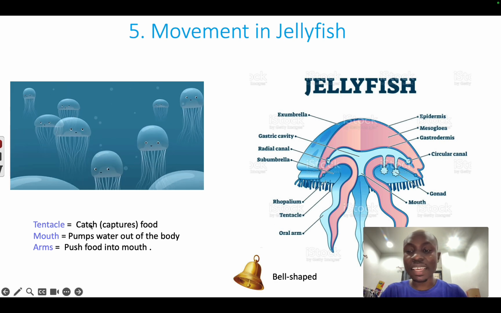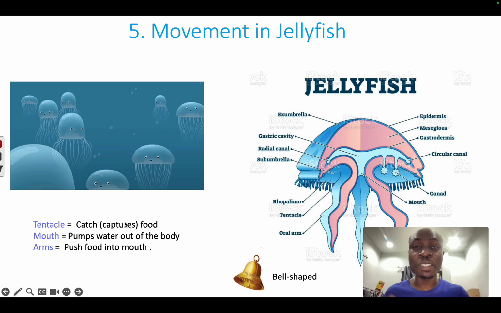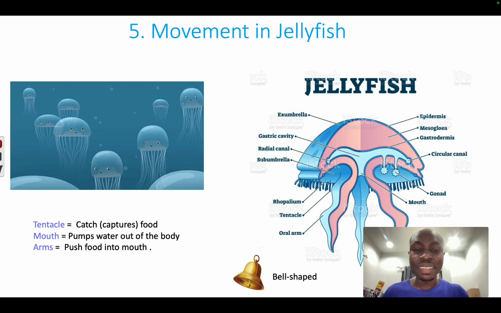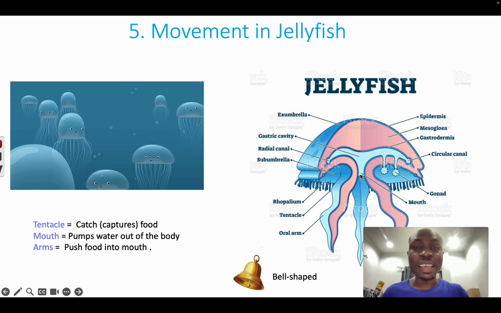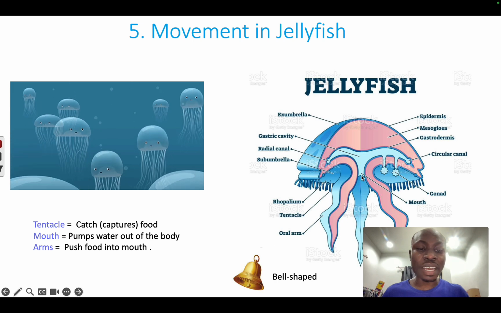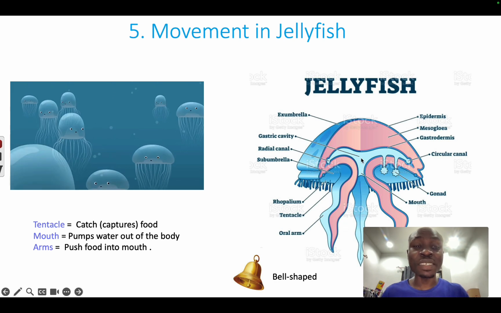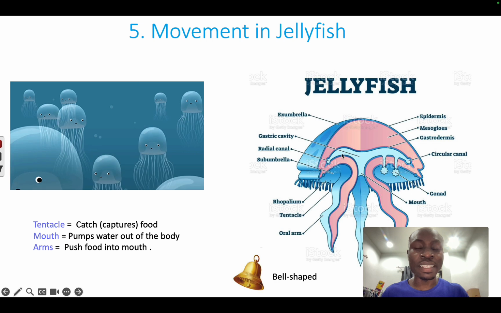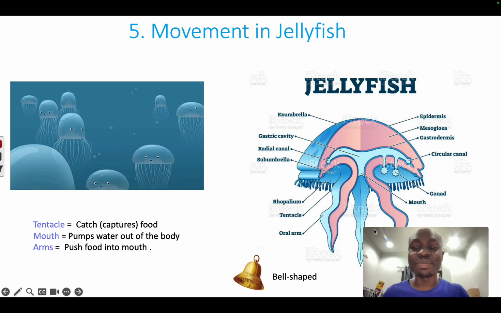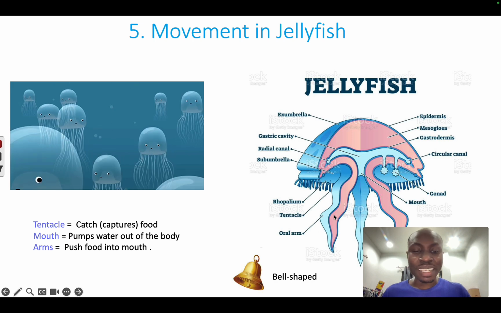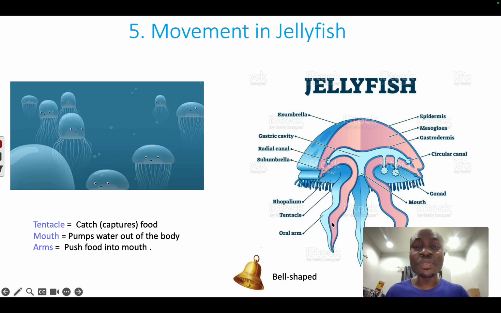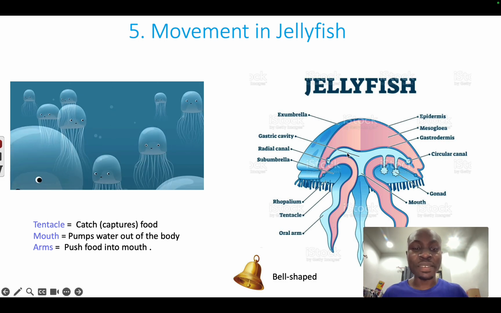The tentacles help to catch or capture food, which is put inside the mouth. Now, the mouth also is very important because it can pump water outside. Water can go into the mouth and then into the body, and the water can also come out of the mouth. The arms, these structures here are called the arms, and they help to move the food into the mouth.